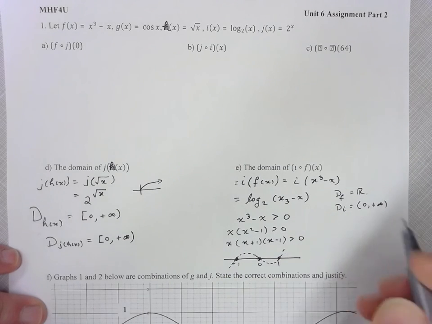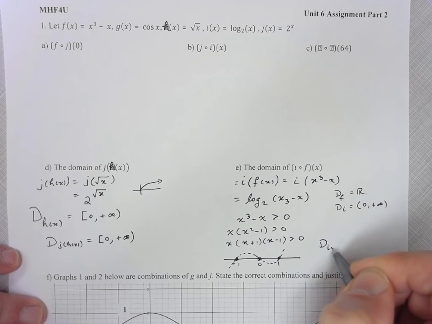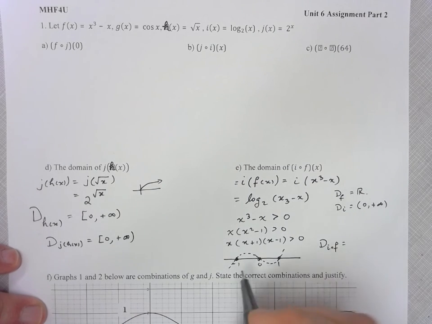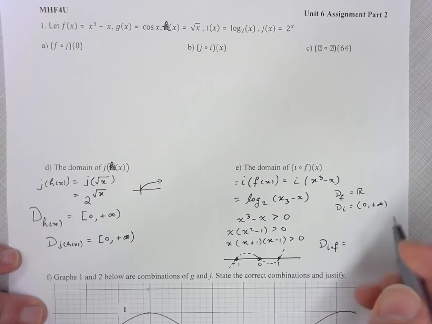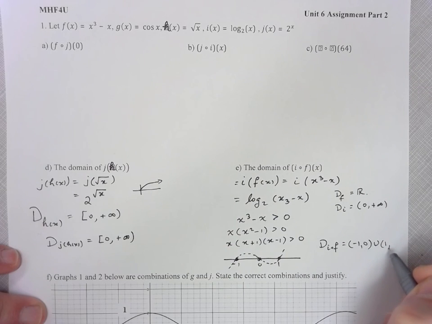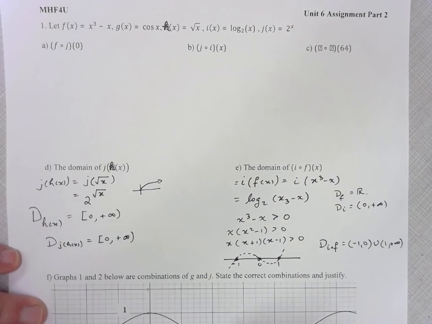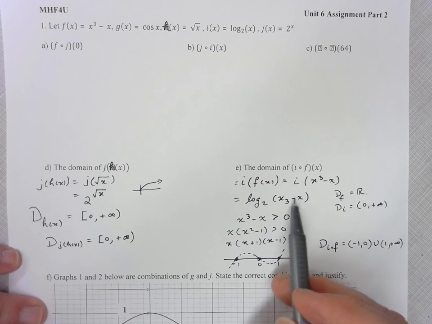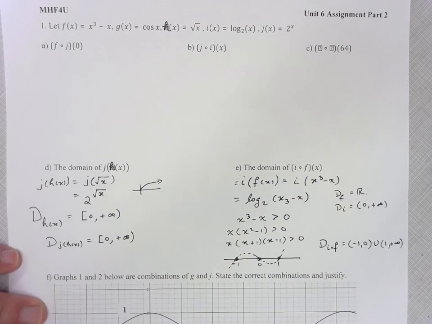and see that my domain is given by all values between -1 and 0. Then I'm also going to take all values that are greater than 1. Notice how I'm not including the endpoints because I can't have this function equaling 0. Okay, that's it for these.